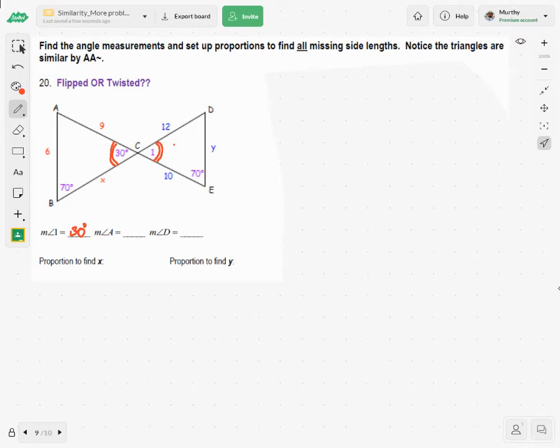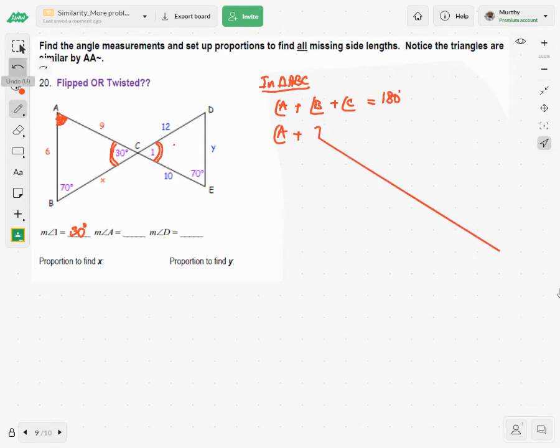Let me find what is the third angle here. We know that the sum of the three angles of a triangle is 180. In triangle ABC, angle A plus angle B plus angle C is 180 degrees. Angle A is not known. Angle B is 70.